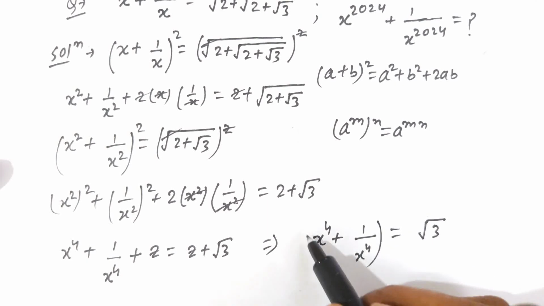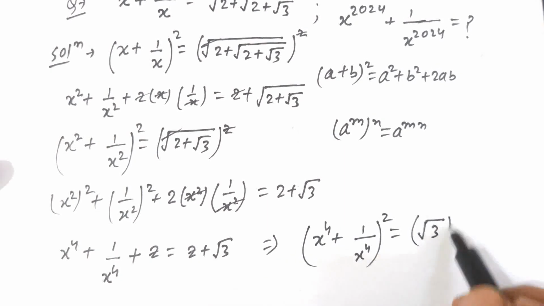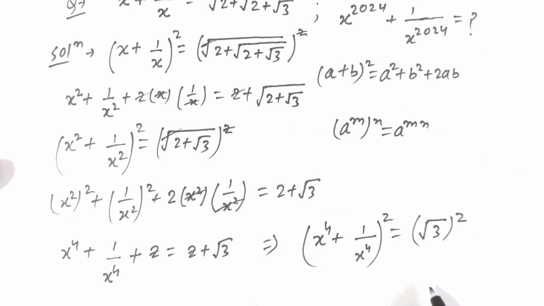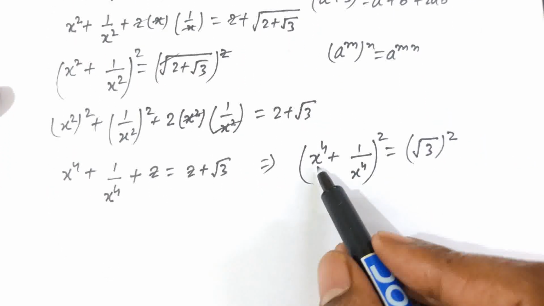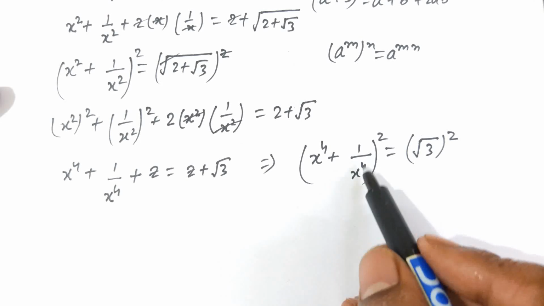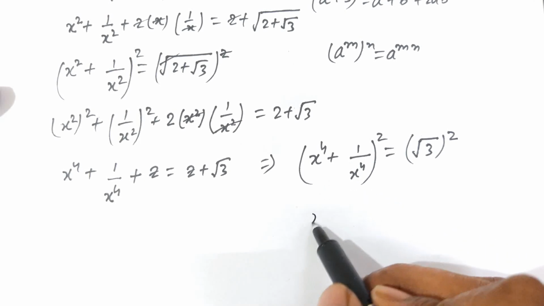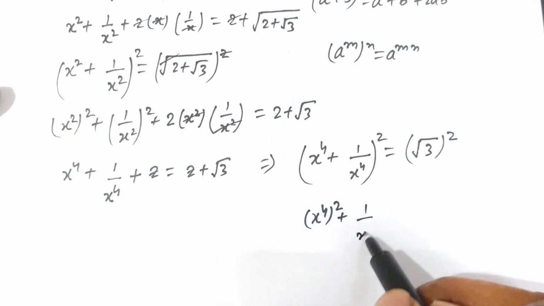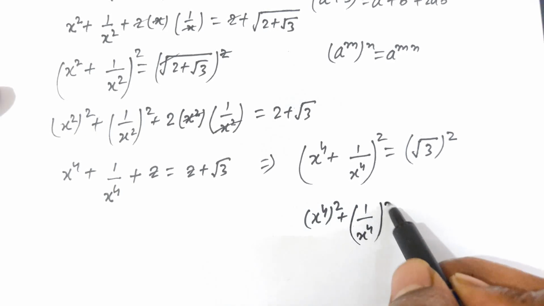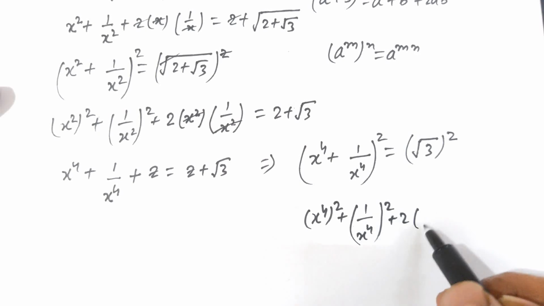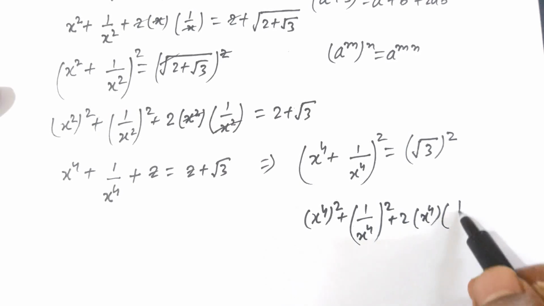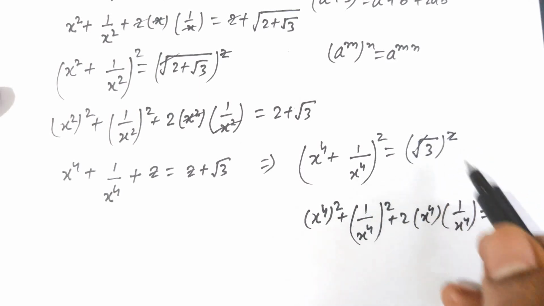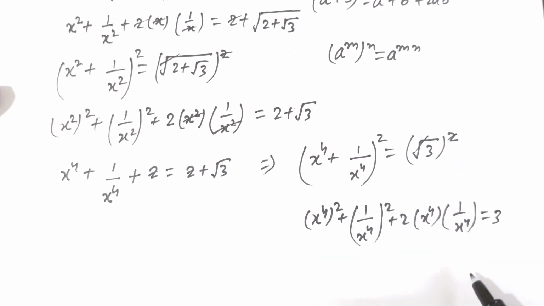Now if we take again square both sides, then in left hand side we will apply again (a plus b) whole square, that is a square plus b square plus 2 times ab, where value of a is x power 4 and value of b is 1 by x power 4. Then here (x power 4) power 2 plus (1 by x power 4) power 2 plus 2 times x power 4 times 1 by x power 4, and this is equal to, this square root is cancelled out by this square, so here 3.